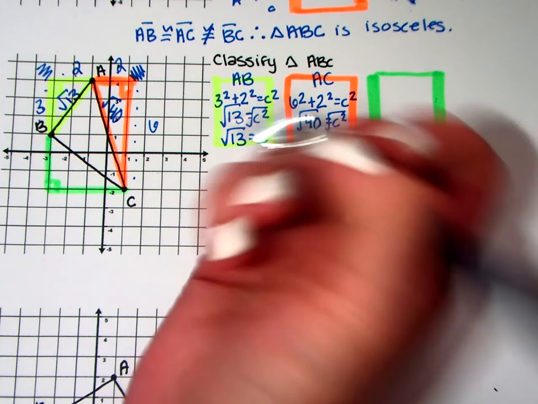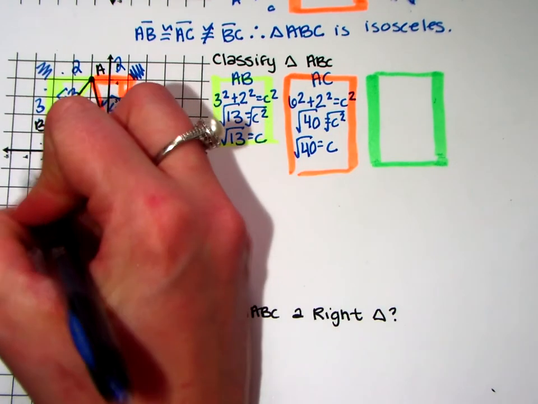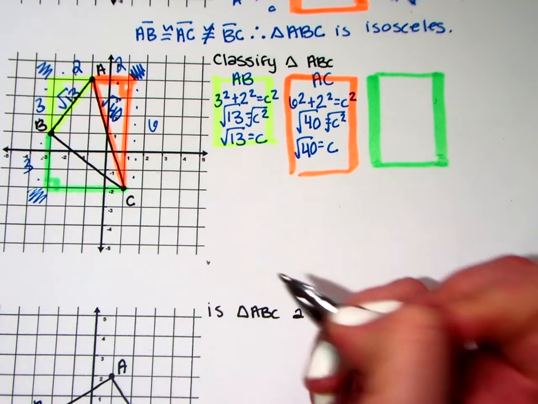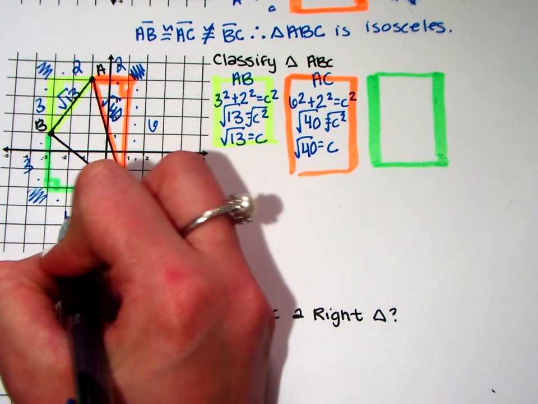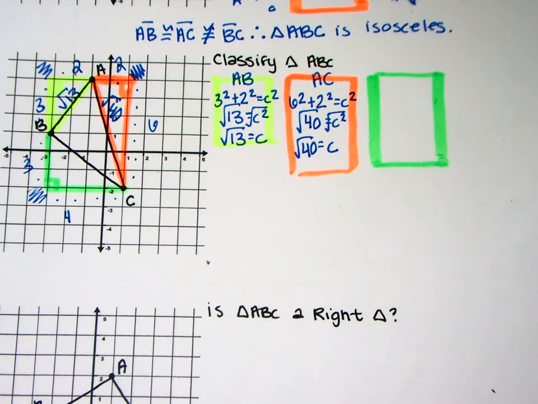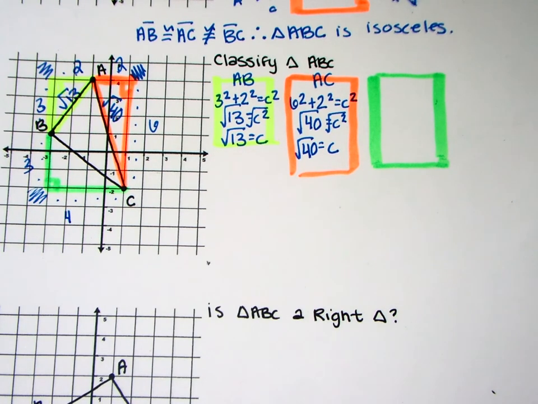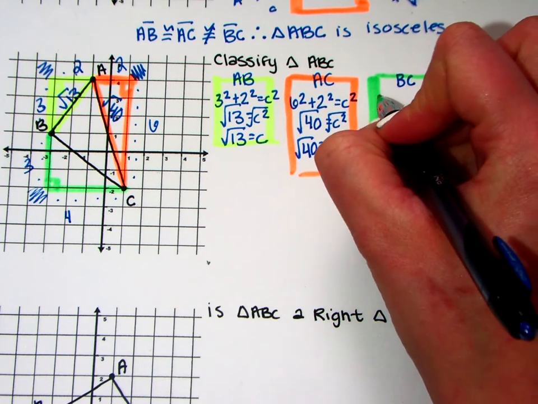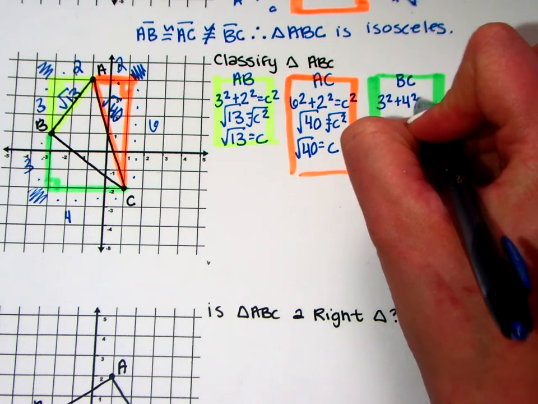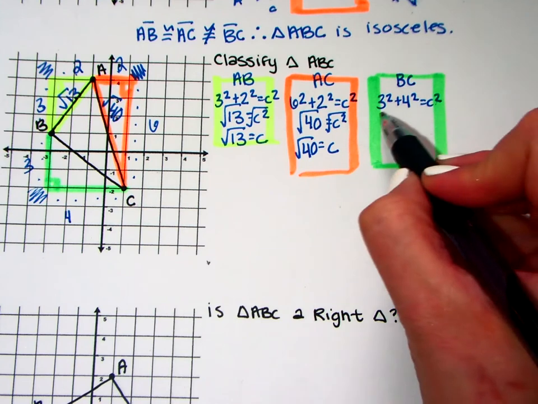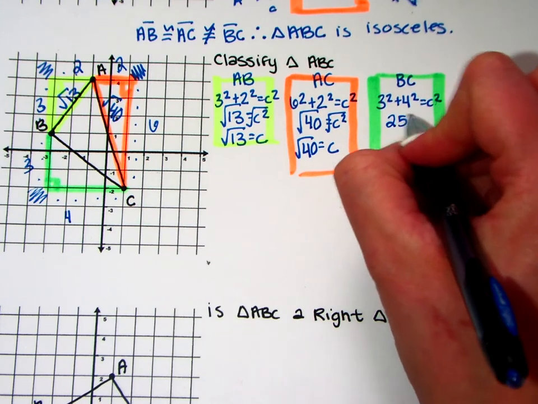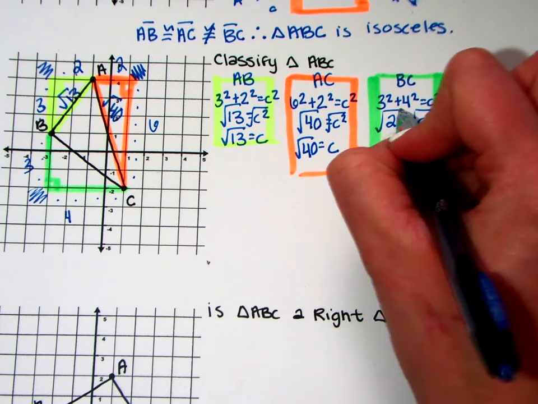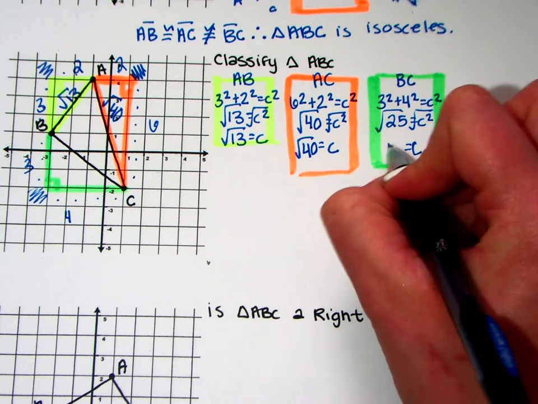So all you're going to do is count your boxes again. 1, 2, 3. Don't count this one. 1, 2, 3, 4. Hopefully you recognize a 3 and a 4. That's a 3, 4, 5 triangle. If that's not something you're recognizing, you can always test it. 3 squared plus 4 squared equals c squared. 9 plus 16 is 25. And when I square root 25, we do end up with a whole number of 5.